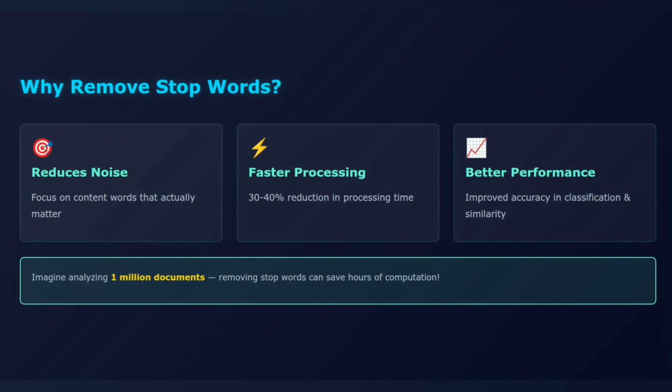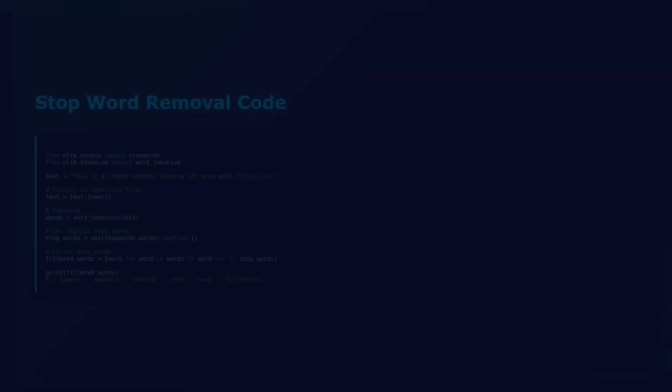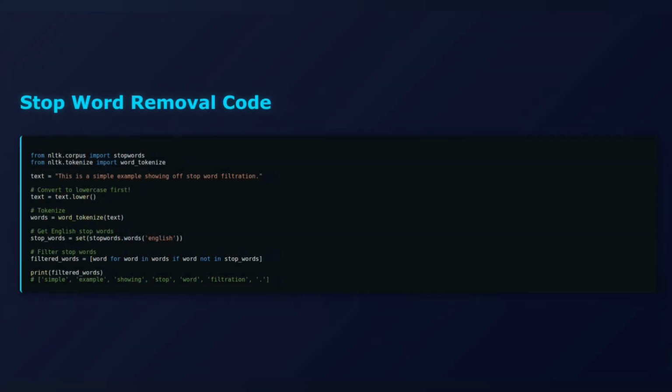Removing stop words can cut processing time by 30 to 40%. Third, it improves performance. For tasks like document similarity or keyword extraction, stop words just get in the way. Let me show you how to do this in Python. Here's the practical implementation. We'll use NLTK's built-in stop word list.